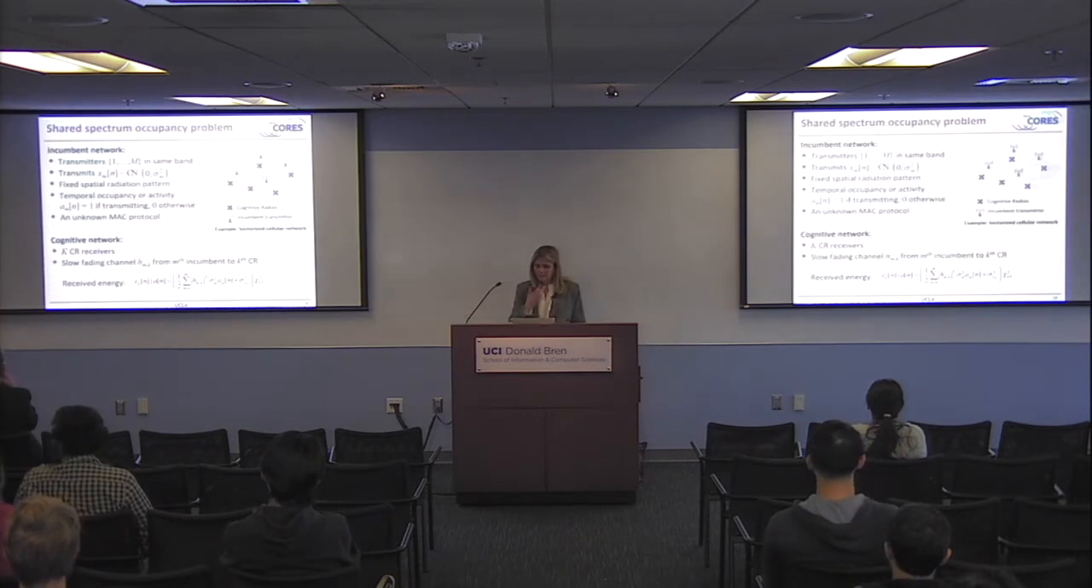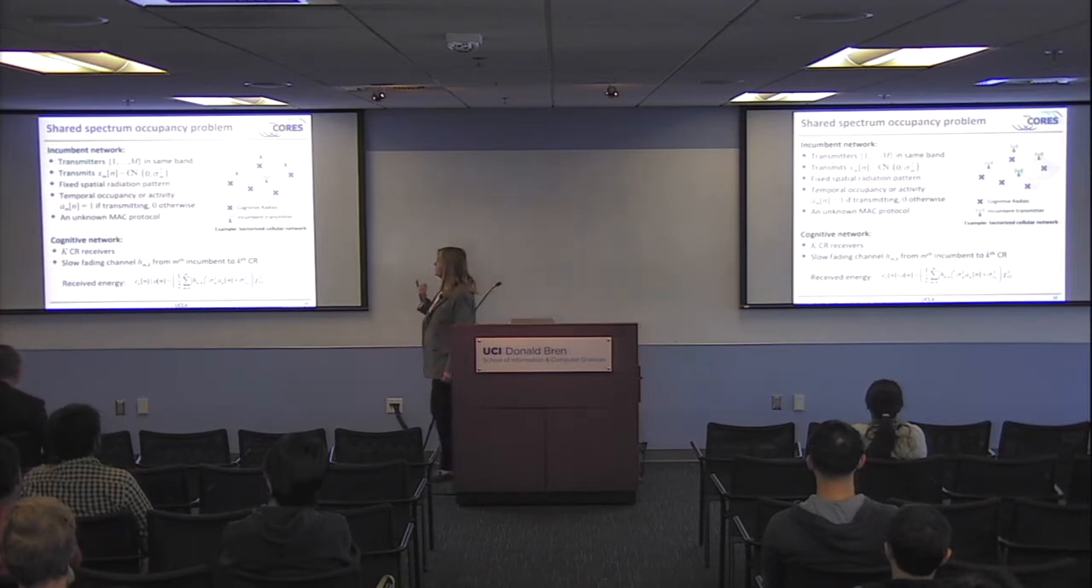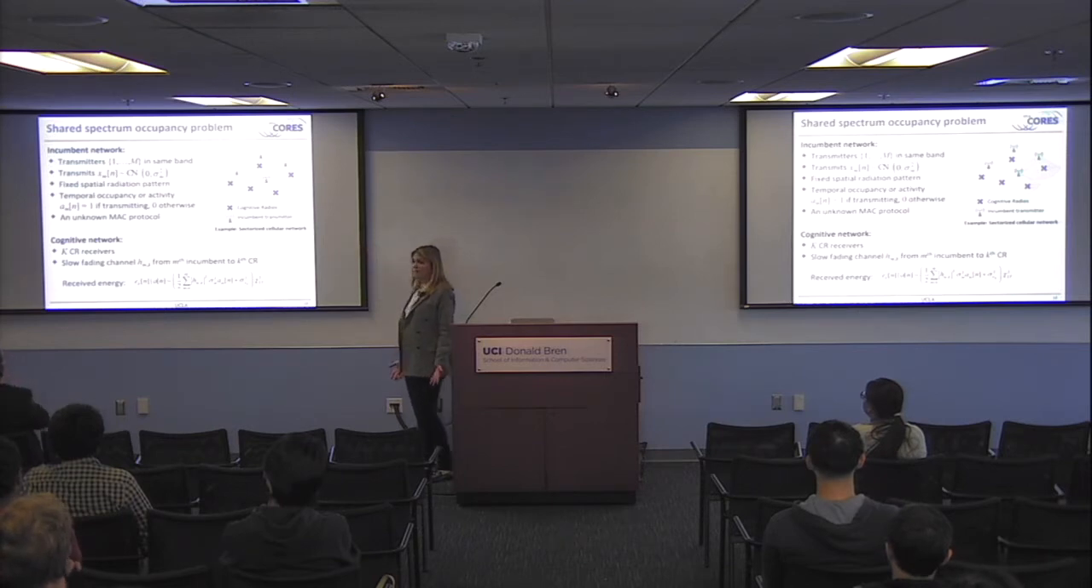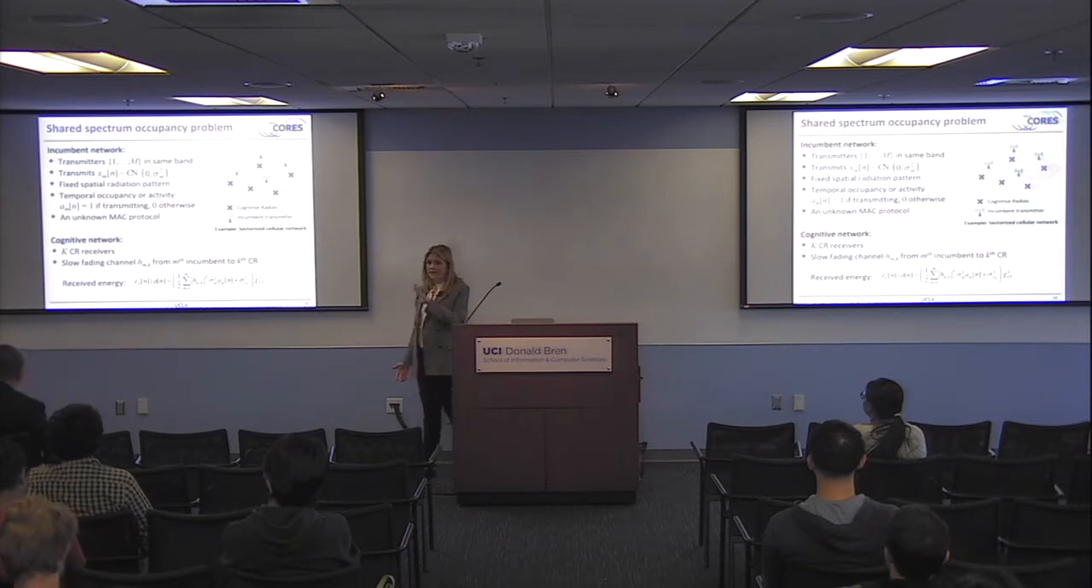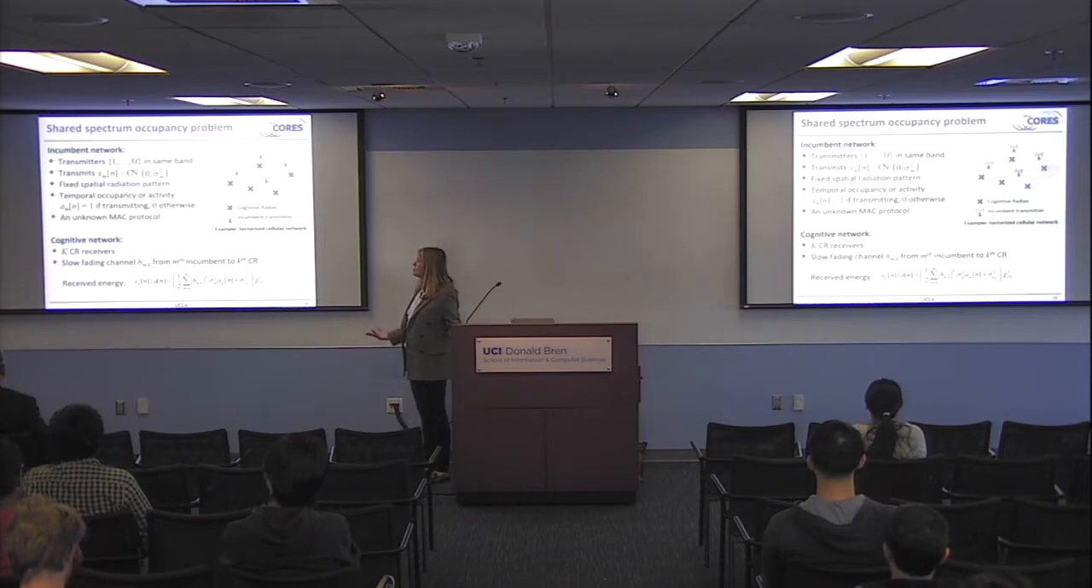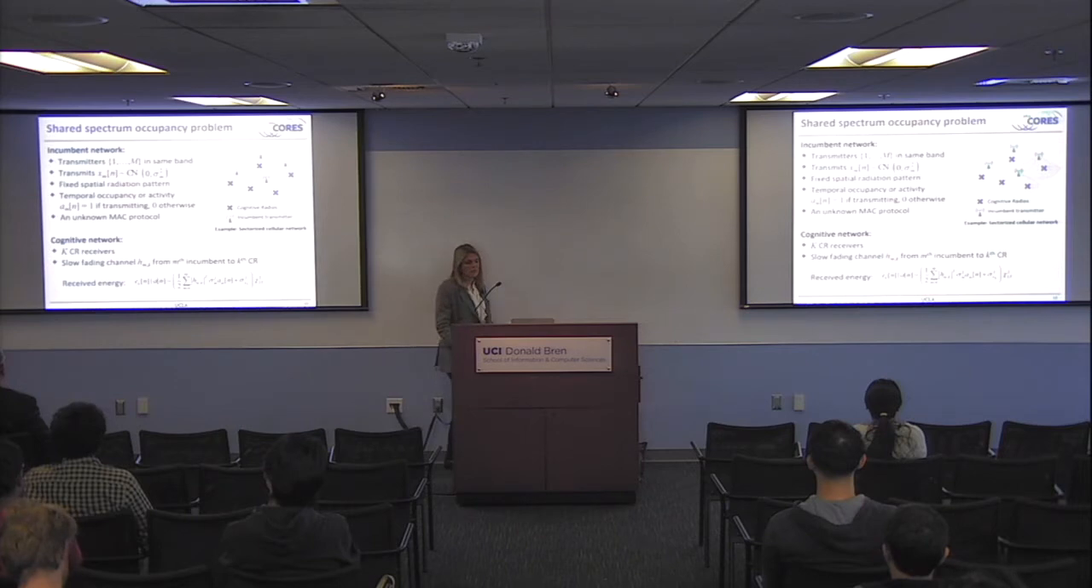So let's start with the problem. The setup is the following. I have incumbent networks, which I represent as base stations. There are M of them, but M is unknown. The red marks what I have no idea about: how many transmitters there are. Their transmit power is also unknown, and they have a spatial radiation pattern, which allows me to even consider transmitters with, let's say, sectorized antennas.